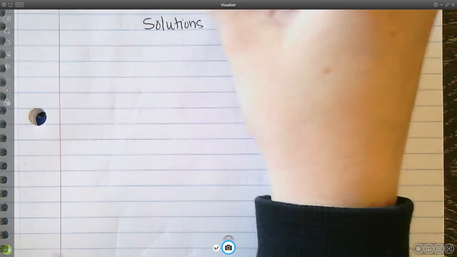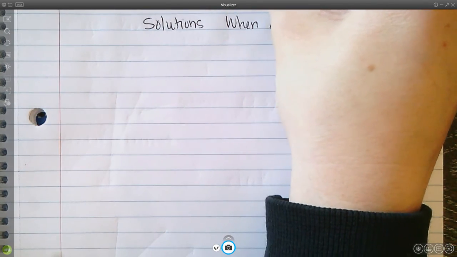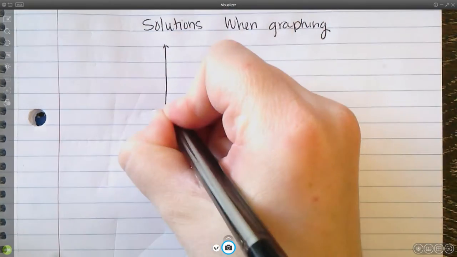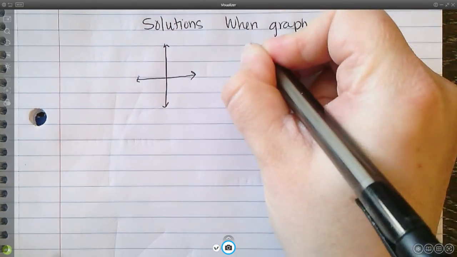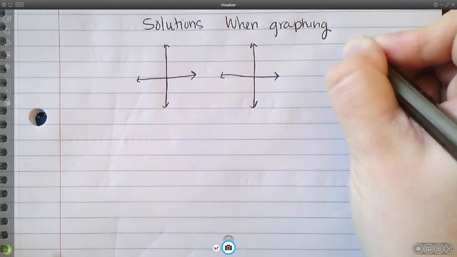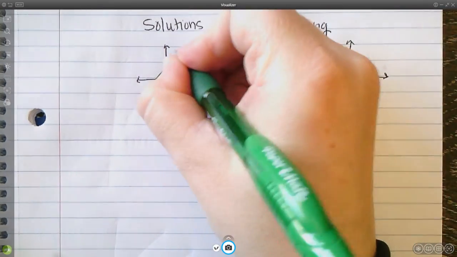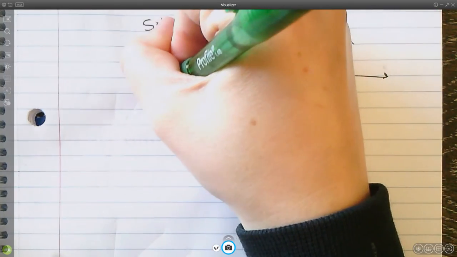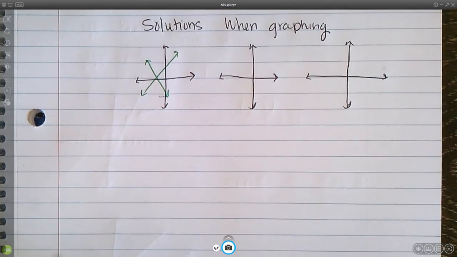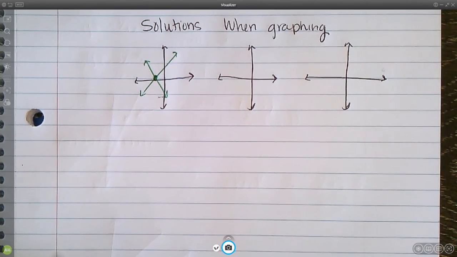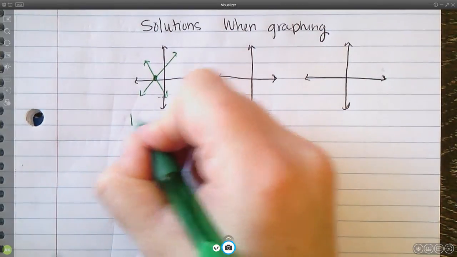Okay, so let's do a little recap. Solutions when graphing. You're going to have 3 different options. Okay, so the first one, let's say you have 2 lines that intersect. Where's your solution at? Well, it's where they intersect, so right here. And how many solutions does that have? This is one solution.